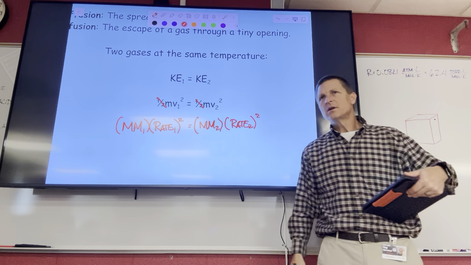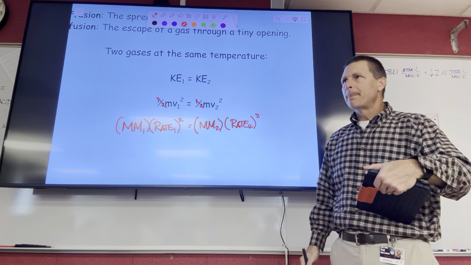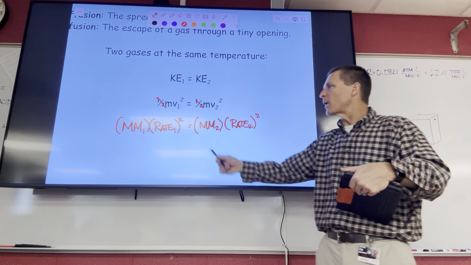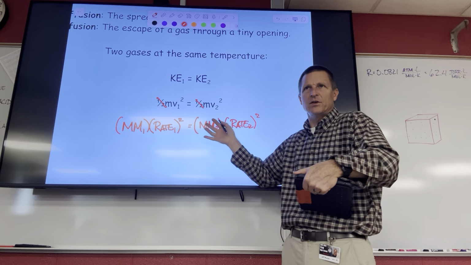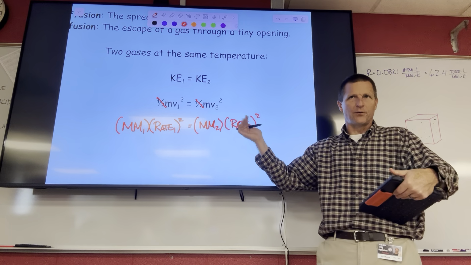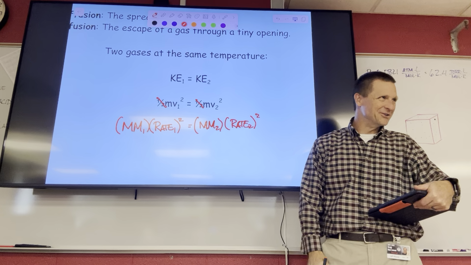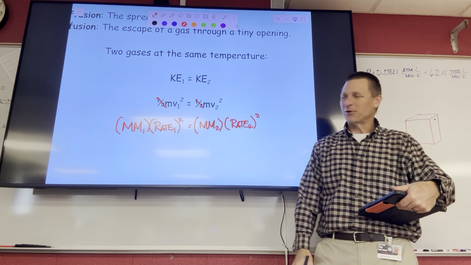Yeah, will the rate be given if we have to calculate this? Yes. Okay. At least the rate of one of them. You might be given one rate and you have to find the rate of the other one, but you have to know 3 of these terms and you find the 4th. Okay. That's what Graham's law comes down to. It'll give you 3 of the terms and you find the 4th.